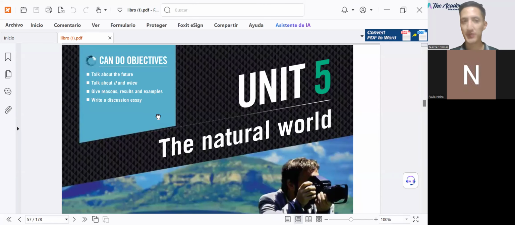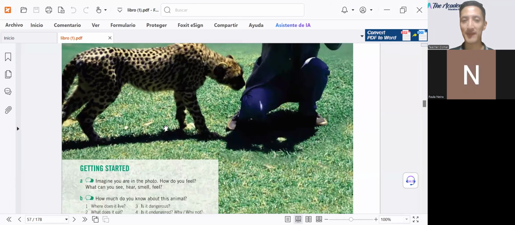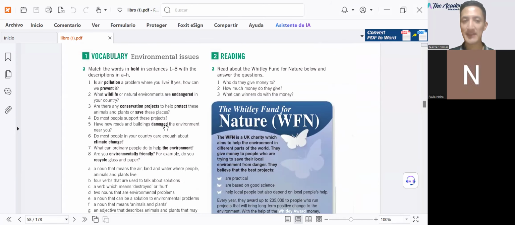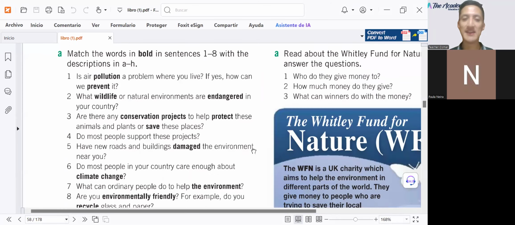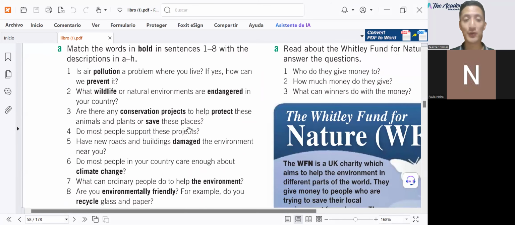Let's make a brief summary of unit number 5. In this unit, Paula, we were checking about the future and about the conditionals. Also, some nature vocabulary that is related to the environment. So let's start by checking this vocabulary, because this is related to climate change, to the environment, and this is really important in our daily lives. So let's get ready, Paula, from the very beginning.